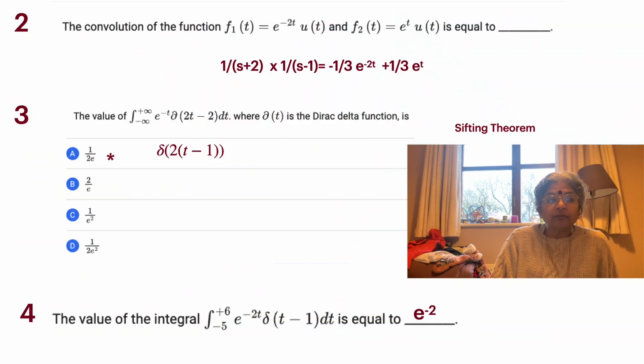That is the convolution of the function f1(t) equal to e raised to minus 2t u(t), and f2(t) equal to e raised to minus t u(t). Okay, so we need the function, or in other words, we are not left with the Laplace only. We have to take the Laplace inverse as well.